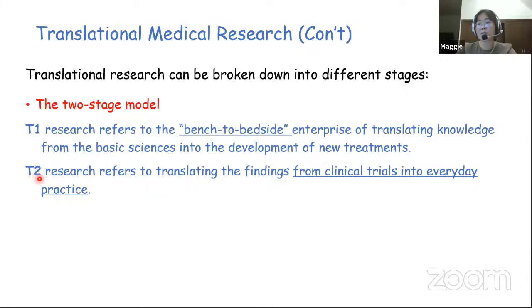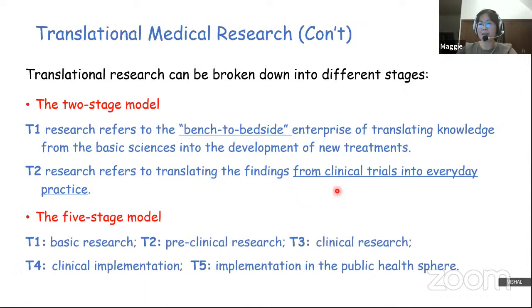The T2 stage refers to translating the findings from clinical trials into everyday practice. If it can solve their clinical problems well, it can be put into practice for every center to treat this disease. This makes it widespread in the clinic. This is the T2 stage. So this is the two-stage model for translational medical research.